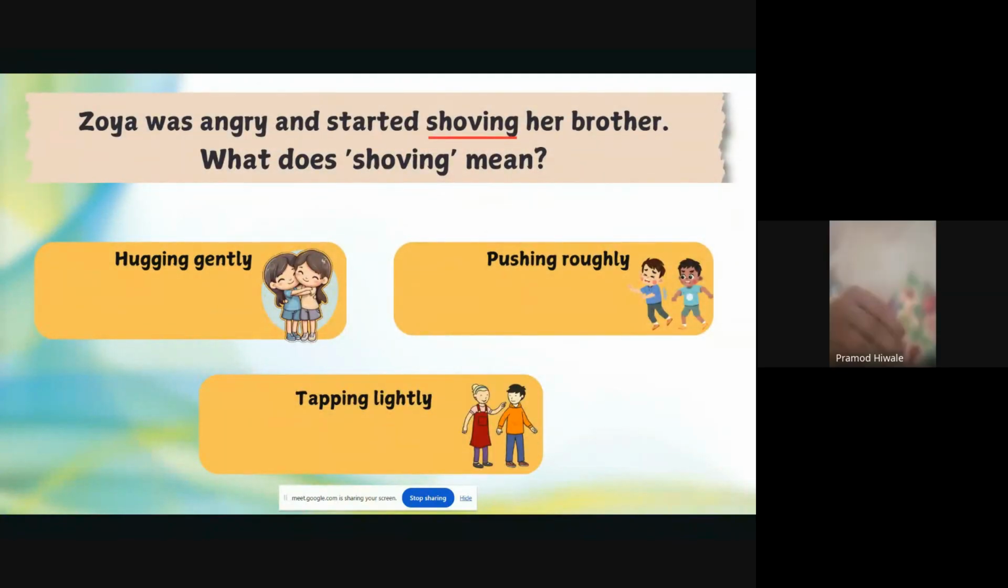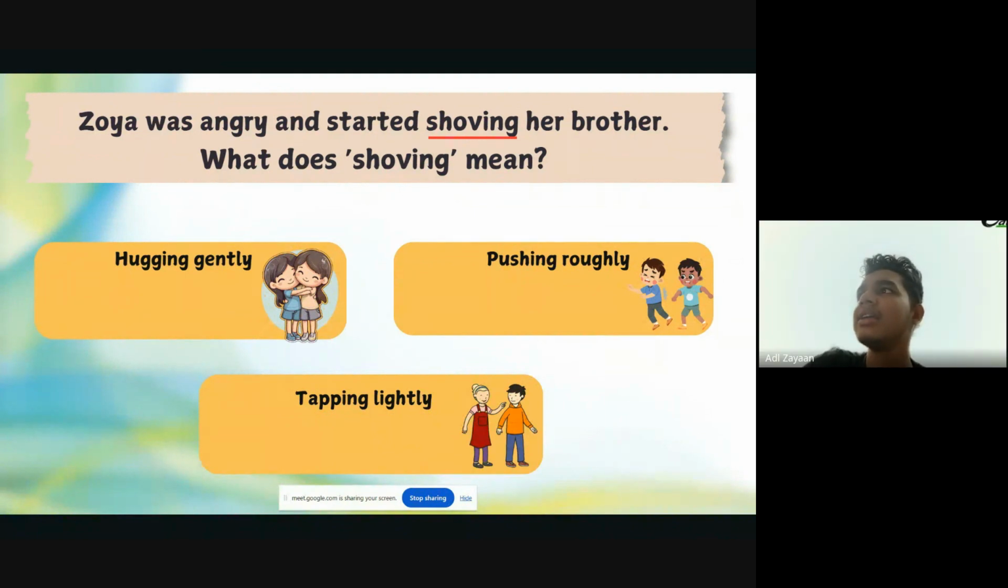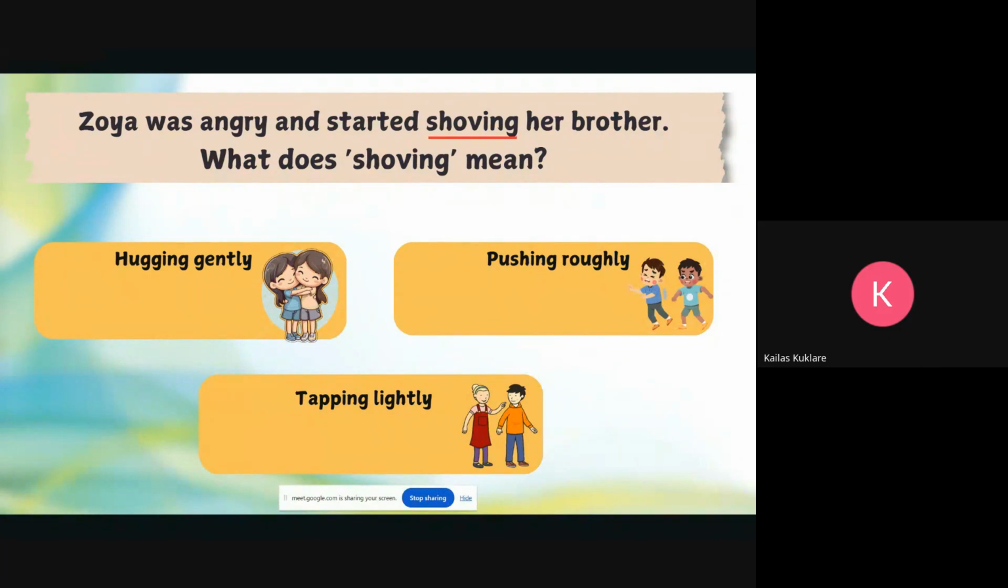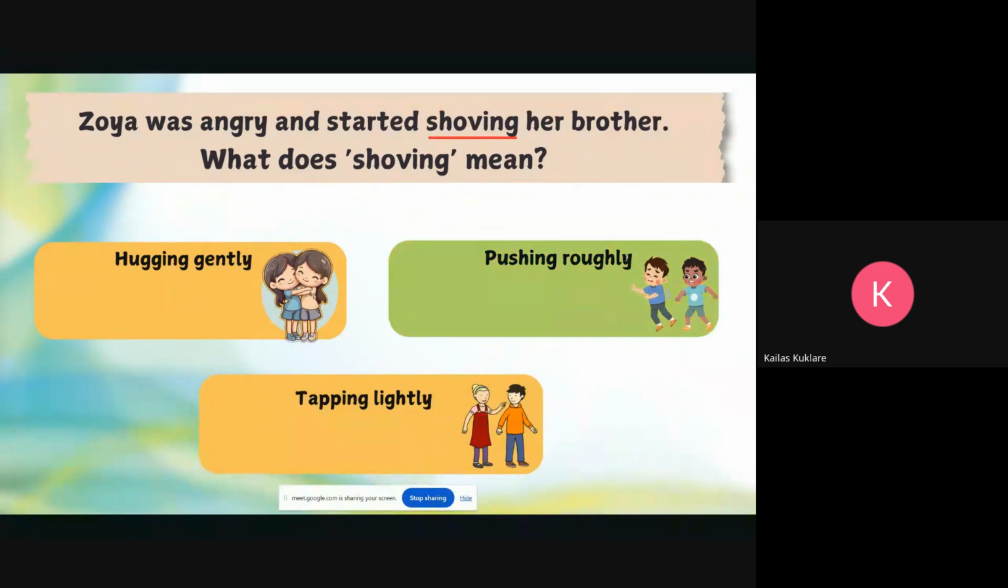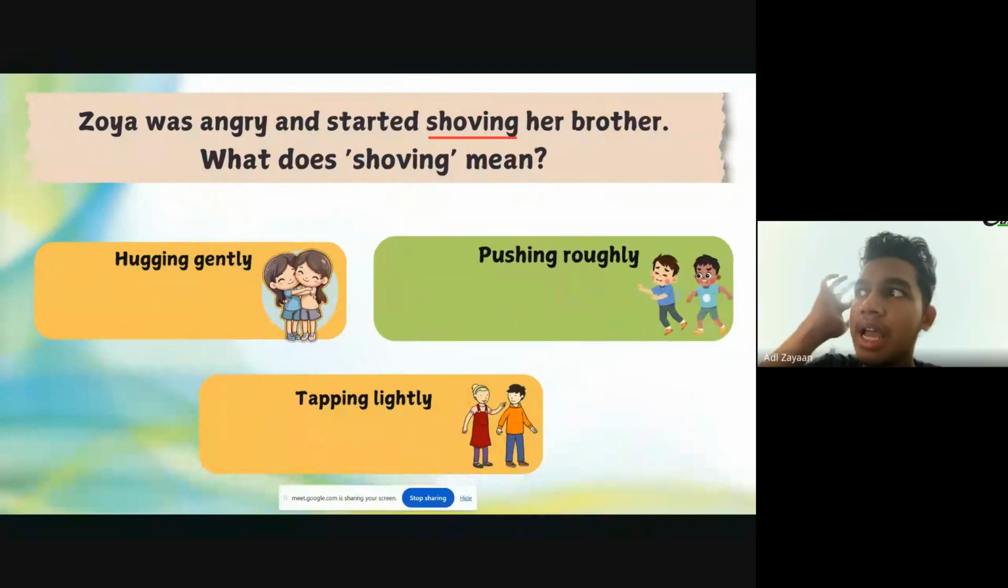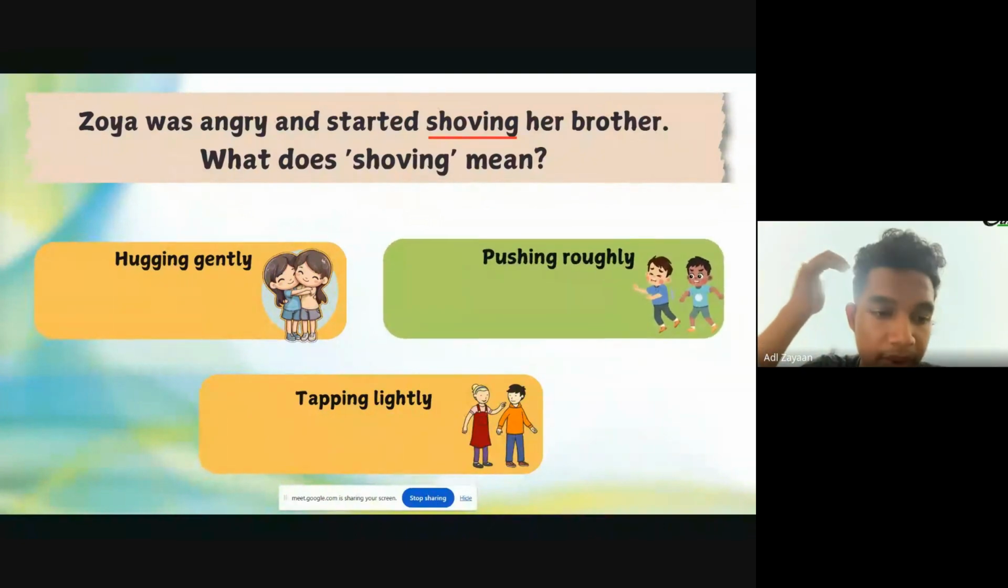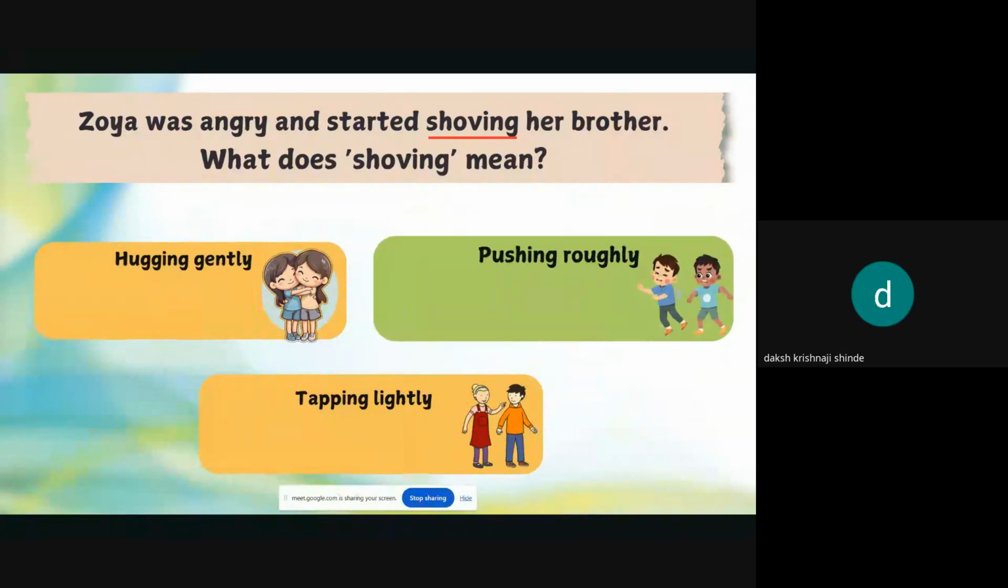Next: Zoya was angry and started shoving her brother. What does shoving mean? Tapping lightly, or pushing roughly? I explained the meaning of shoving yesterday, right? When Zoya shoved her brother, the skeleton fell down. Pushing roughly is the meaning of shoving. Got it?